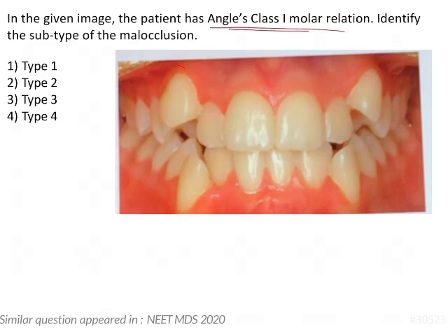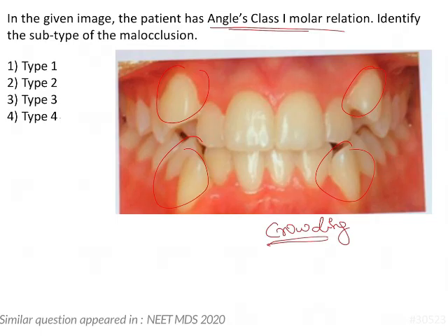Now on the basis of this, if we try to classify the subtype of the malocclusion seen in this patient, what we see here is crowding. The buccally placed upper canines, and in the lowers also you can see the canines are out of the arch, so there is crowding. Now type 4 was posterior crossbite, type 3 was anterior crossbite, type 2 was proclination, type 1 is crowding. So the answer here is type 1.